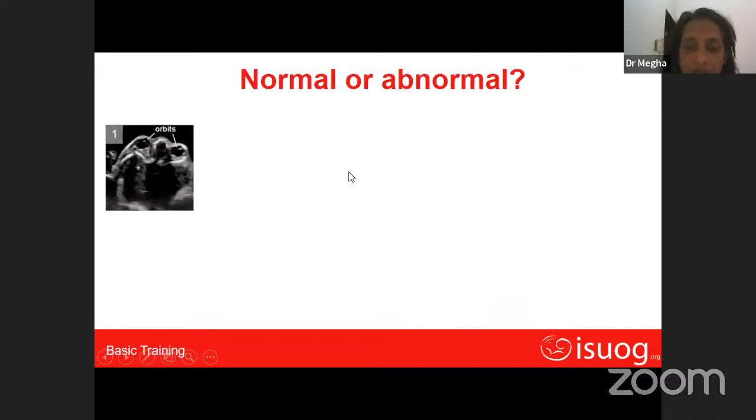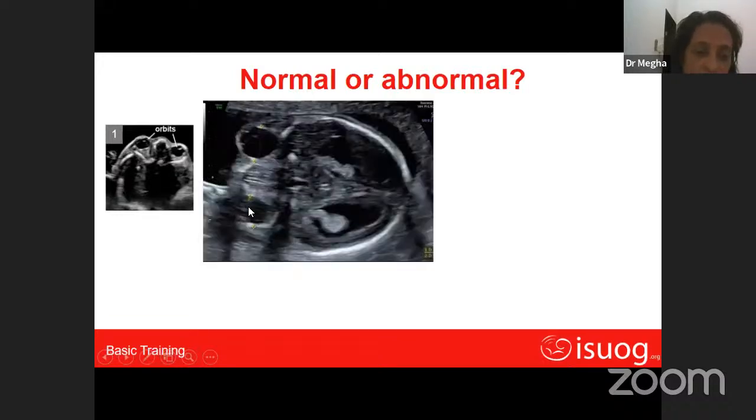Let's look at some of the images. That's the ISUOG perfect image of the orbits. That's normal. This is a transverse view of the head, but you can see the two orbits very clearly here. And it is obvious that this orbit, the upper one, is larger than the lower one. So there is obviously something wrong with the orbits. Incidentally, you can also see that the baby has significant ventriculomegaly. Those are the ventricles and the choroid plexus here.